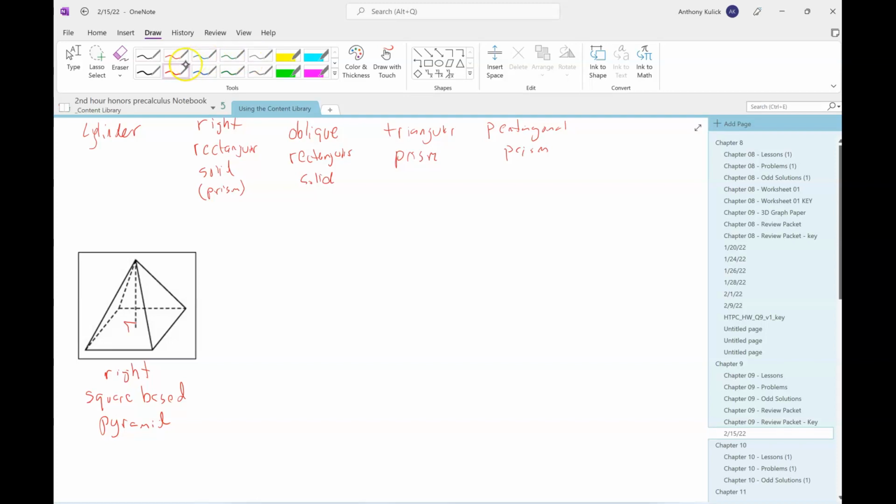And just as an additional piece of vocab, this point here at the very tip of the pyramid has a special name. Does anybody remember this name? It's called the apex.